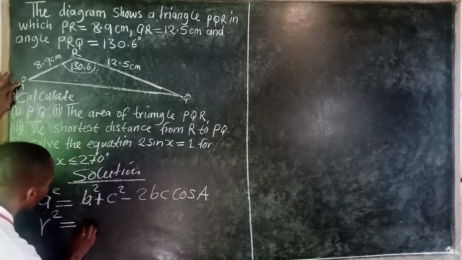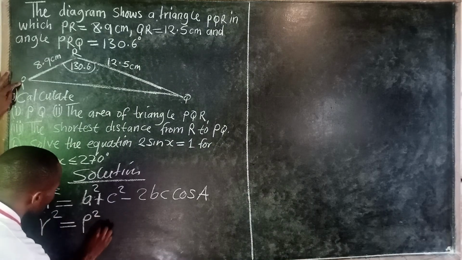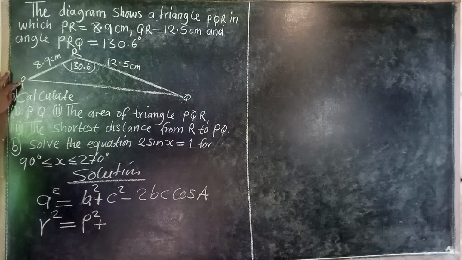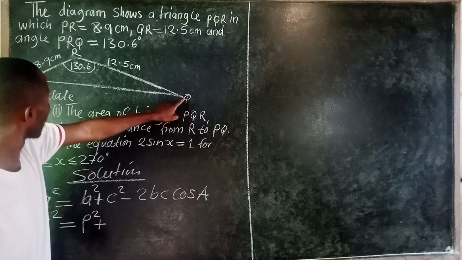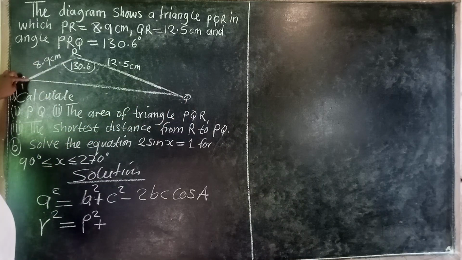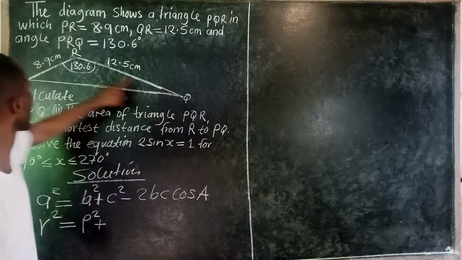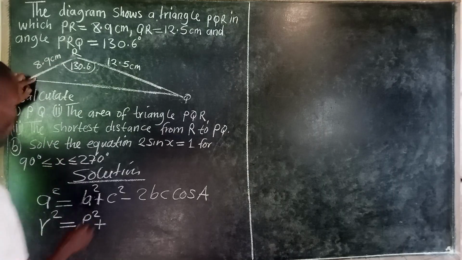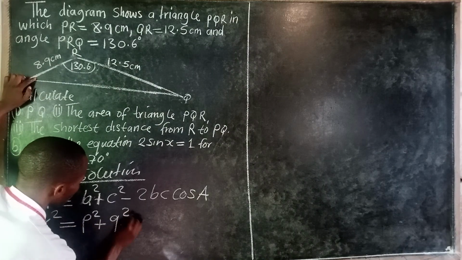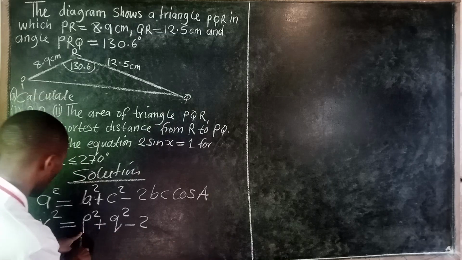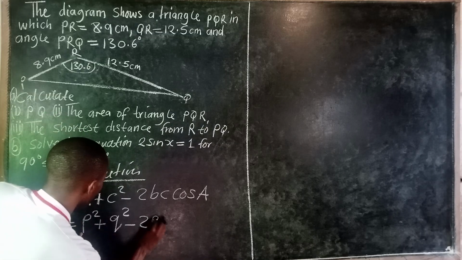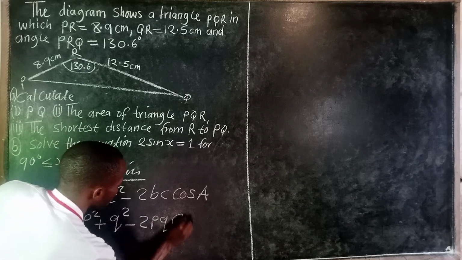So you say P, the small letter P, then plus Q. Q is going to represent this side. We are talking about this side. So when you say Q, the side in small letter Q is this one. So plus Q squared, minus 2. We know we have this 2PQ, then cos C.